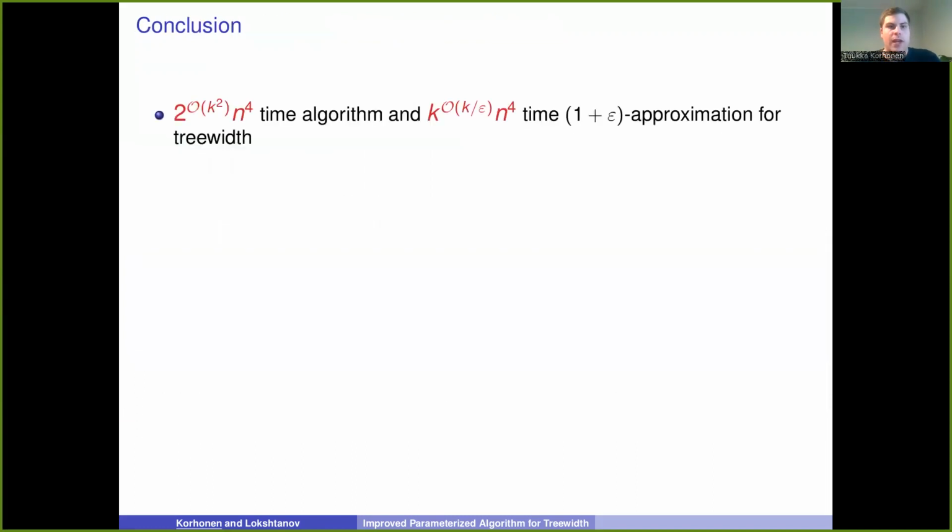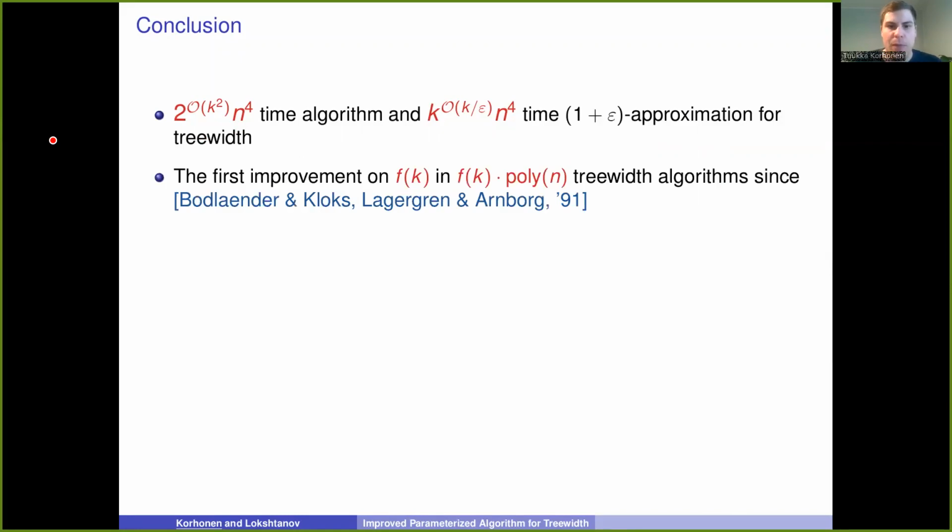So in conclusion, we have a 2 to the O of k squared times n to the 4 time algorithm, and a k to the O of k divided by epsilon times n to the 4 time 1 plus epsilon approximation algorithm for Treewidth. And this is the first improvement on f of k in f of k times poly n Treewidth algorithms, since the algorithms of Bodlaender and Lokshtanov and Lagergren and Arnborg in 91.